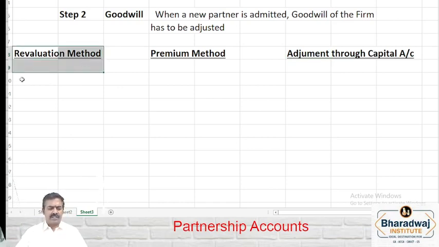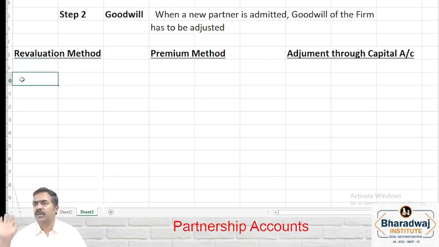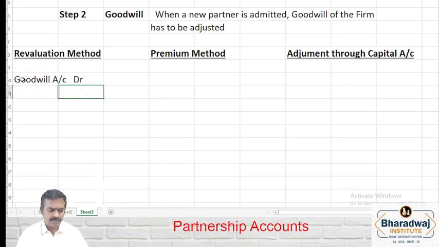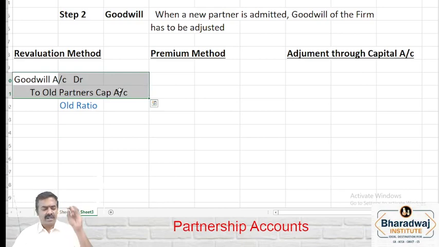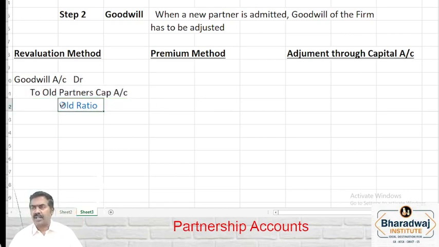On to the revaluation method, it is simple to understand. Goodwill is generated by which partners? Old partners. Goodwill account debit to old partners' capital account, shared in old ratio. Because this goodwill, who worked? Old partners worked in the past. That goodwill belongs to old partners. It will be transferred in which ratio? Old ratio.